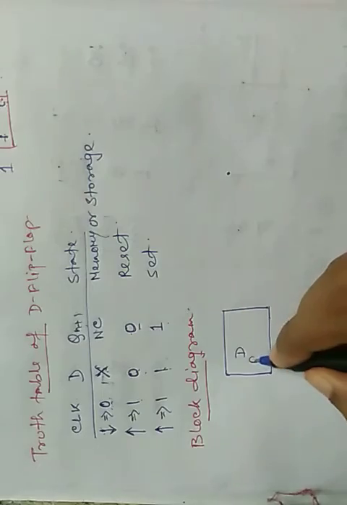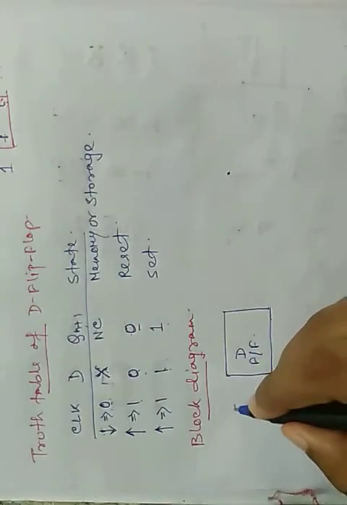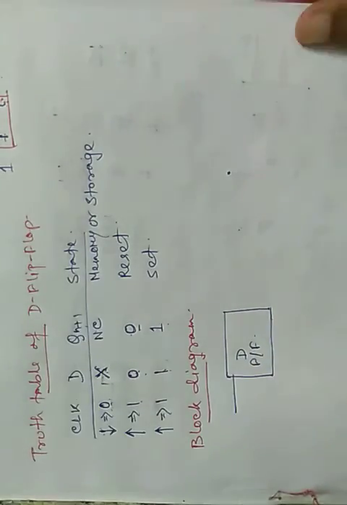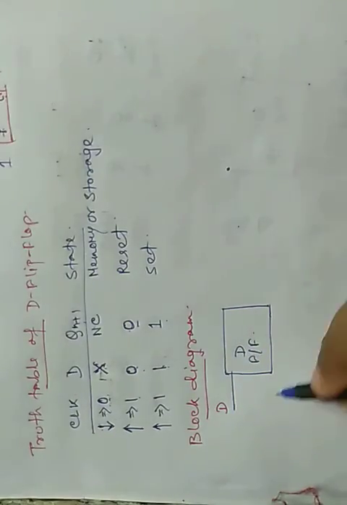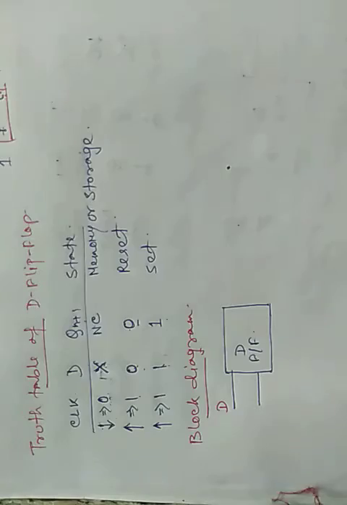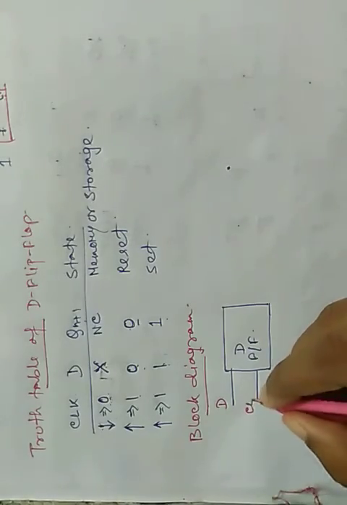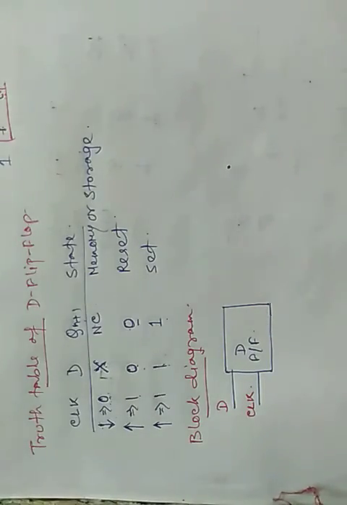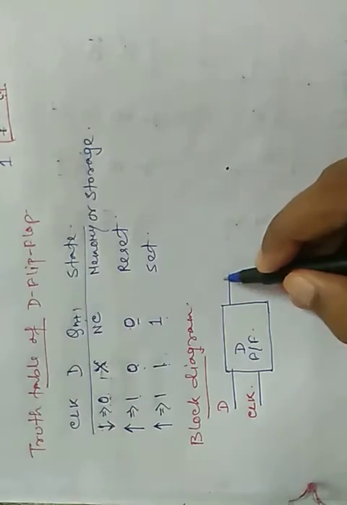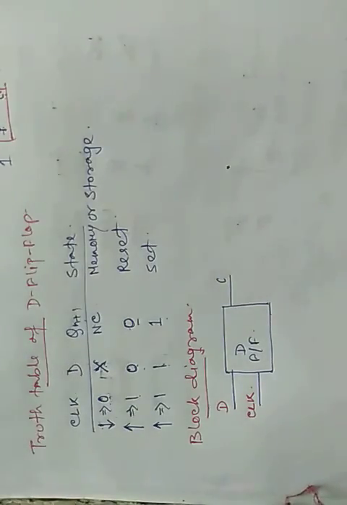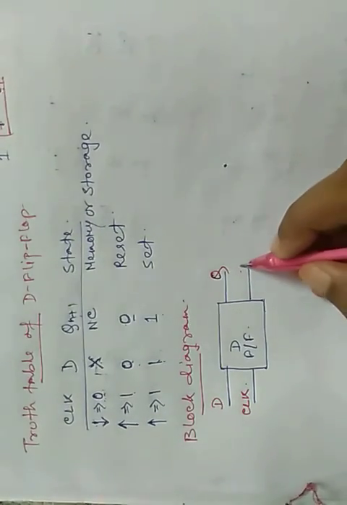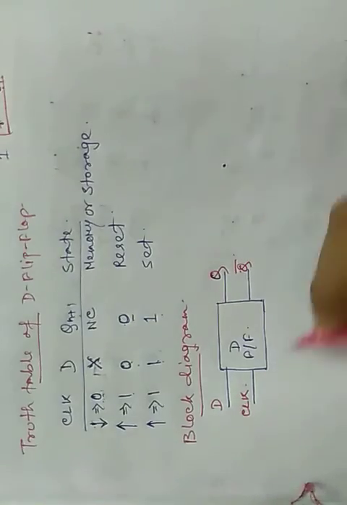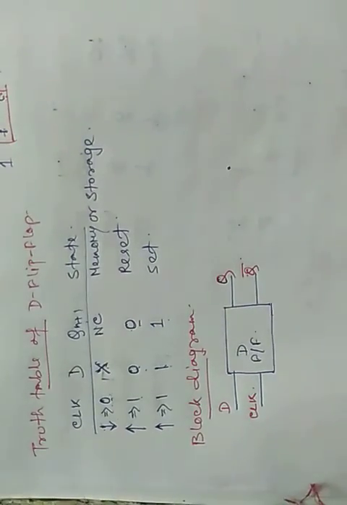this is our D flip-flop. There is one input line as D, another input line as clock, and two output lines, one is Q and another is, we know, Q bar. This is the block diagram of the D flip-flop.